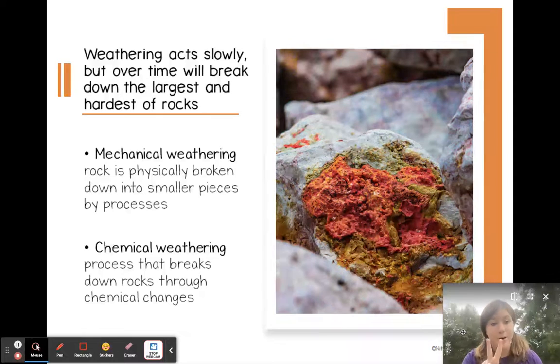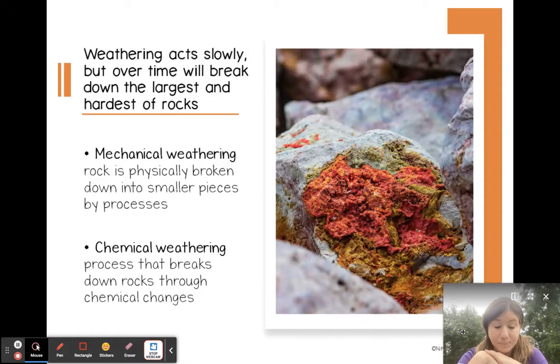Okay, there's 2 types of weathering. So remember that weathering is the breakdown of rocks. We can get mechanical weathering or we can have chemical weathering. Sometimes you might hear me refer to mechanical weathering as physical weathering. Those are the same thing. Mechanical weathering is just breaking one rock physically down into smaller pieces. So if you Hulk smash a big rock and now you have sand, you've just mechanically weathered it.